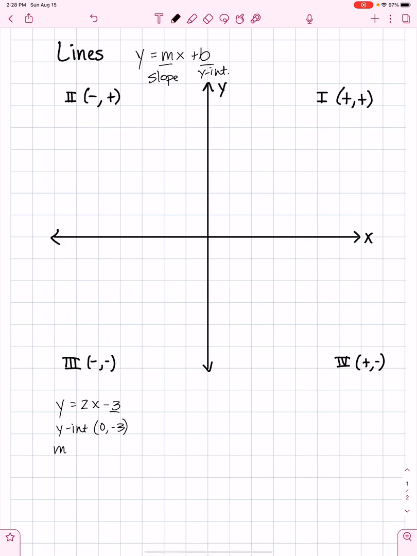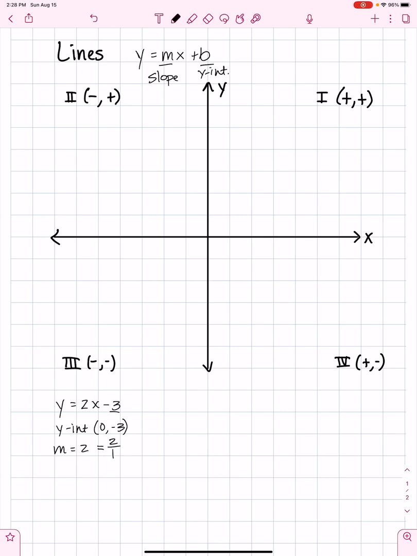The slope is 2. And I always like to think of my slopes as a fraction so that I can graph them accurately. So if it's 2, any number is understood to be over 1. So the slope is actually 2 over 1. All right, so let's graph this.